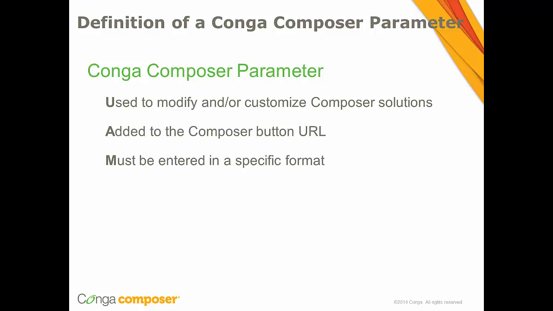Let's go ahead and dive into a definition of a Conga Composer parameter. Conga parameters are used to modify and customize the behavior of a Conga solution. Parameters are added to the Composer button URL, and they must be entered into the button URL in a specific format. These parameters have a specific function and way that they communicate with Conga Composer. So we'll show you how to specifically add these into the button URL.